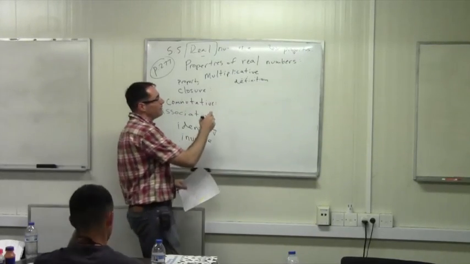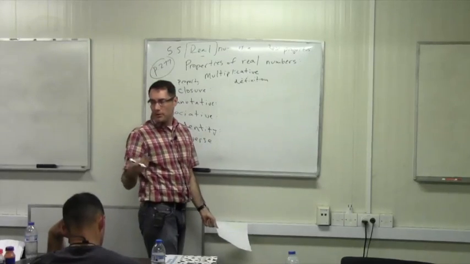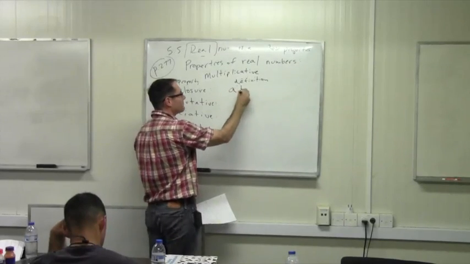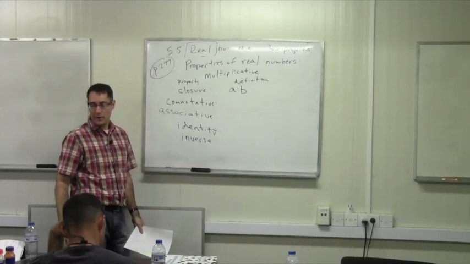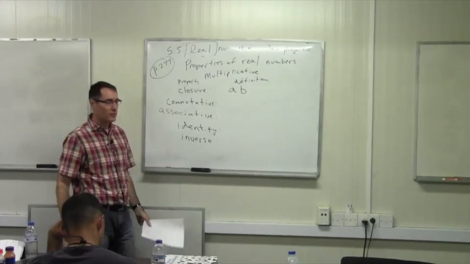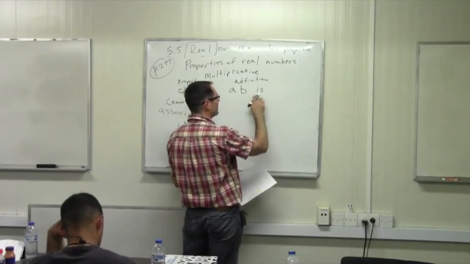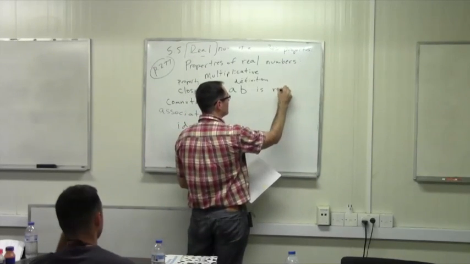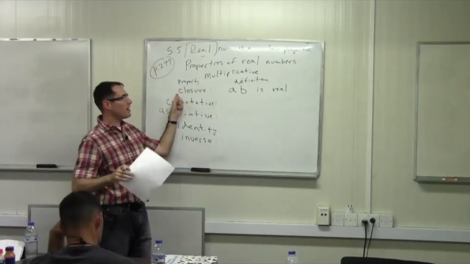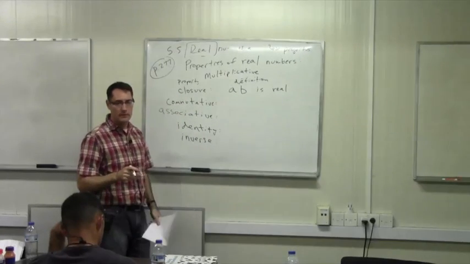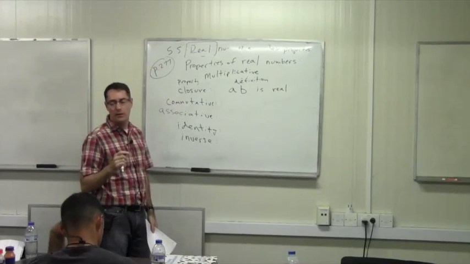Okay? Remember how before the closure property was a plus b is a real number? How about a times b? Do you always get a real number? You do, right? Two real numbers always give you another real number. Two real numbers multiplied together give you a real number. Okay? Is there a closure property for division? Two real numbers divided by each other always give you a real number.